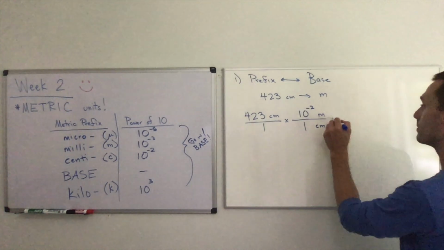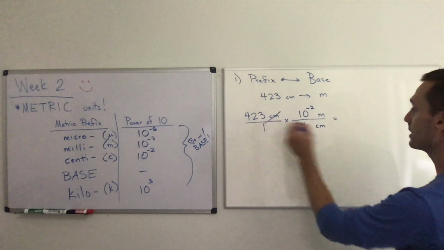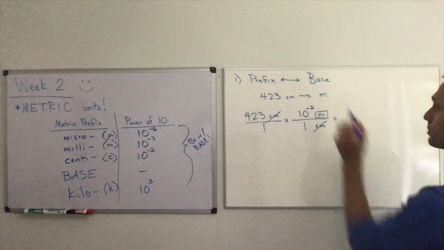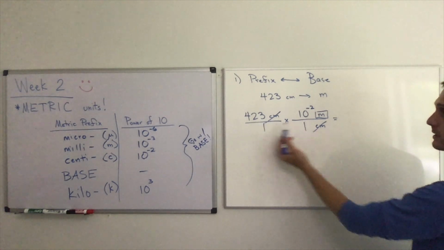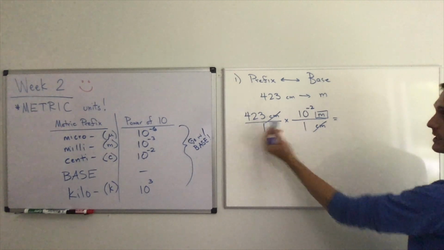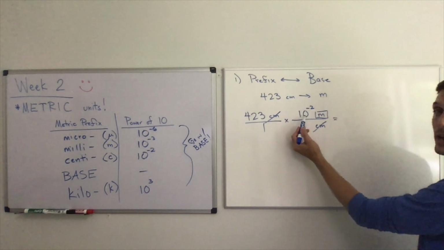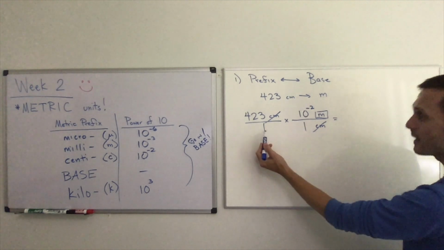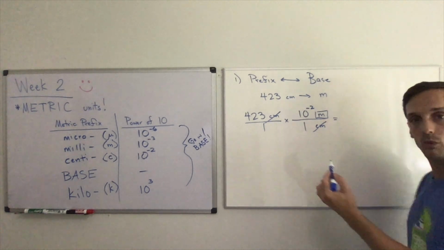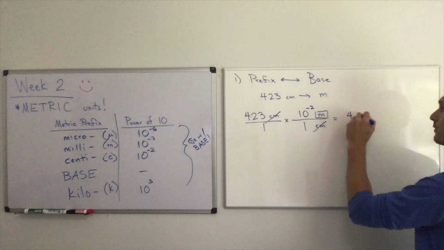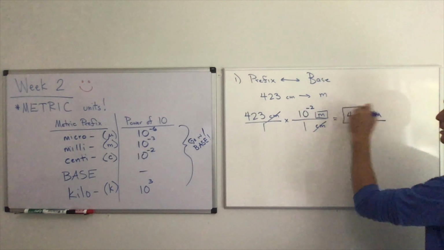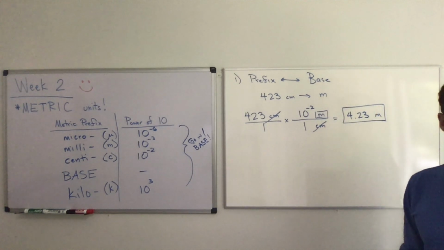Okay? So that gets rid of centimeters. That gets us to meters, which is our goal here. And so we would just plug this into our calculator. It would be 423 times 10 to the minus 2 divided by 1 divided by 1. Again, you don't have to do that mathematically, but you would end up with 4.23 meters as your final answer.